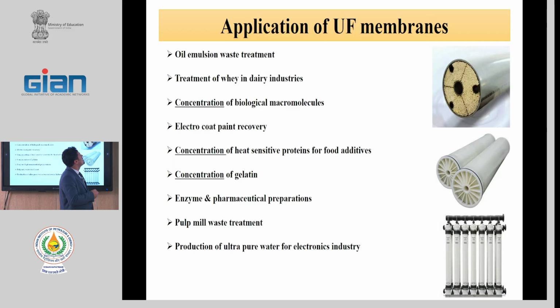Separation of whey. You know whey is the product of cheese. After producing cheese, we have a liquid that has soluble proteins. For separation of soluble proteins, we can use UF membranes, and we have a UF cheese. The name of the cheese is UF cheese. That means UF is used for the concentration of this cheese.